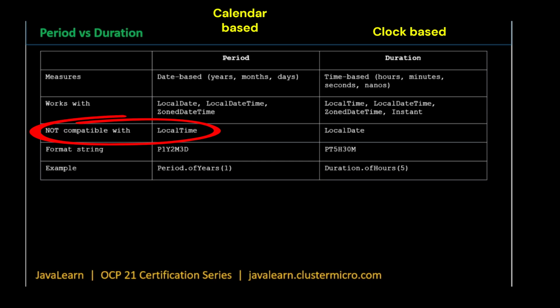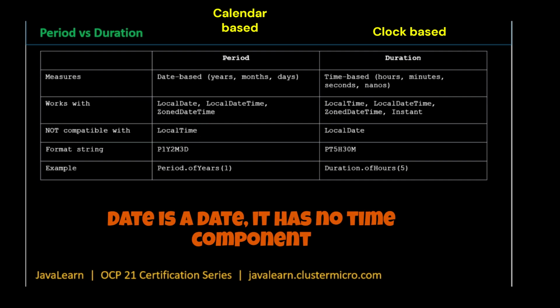Duration also is not compatible with LocalDate. LocalDate has no time component, no hours, no minutes, no seconds. So Duration needs those fields. If you try to add a Duration to a LocalDate, Java cannot do it. This is also a compiler error. Again, you have to think logically. If I say add 5 hours to 25th March 2025, the date has no hours to add to.